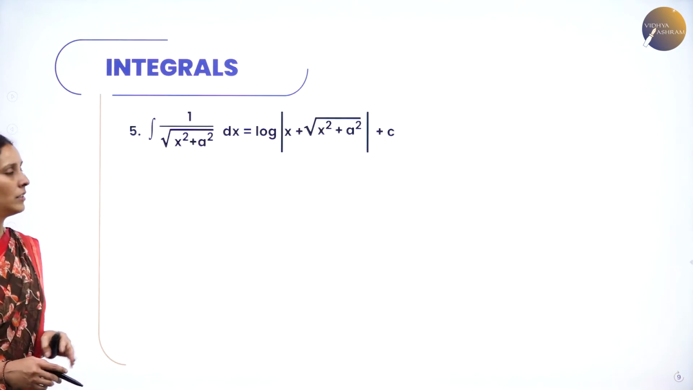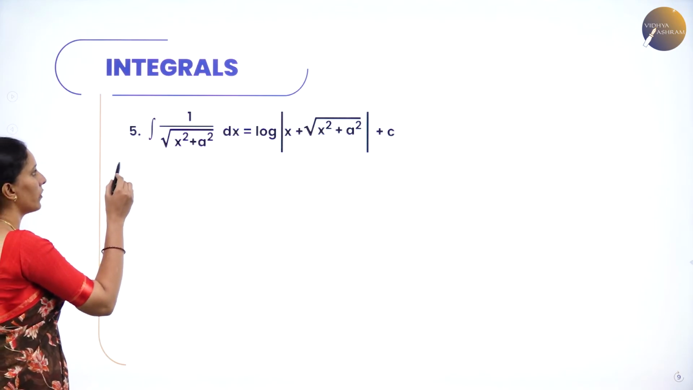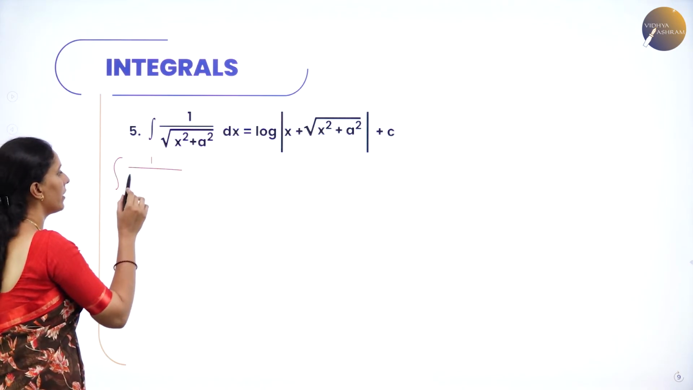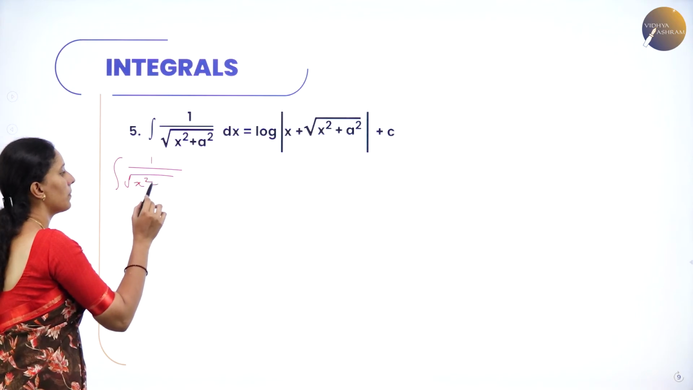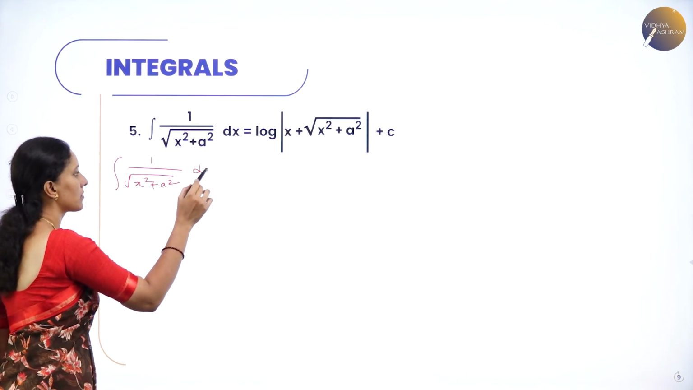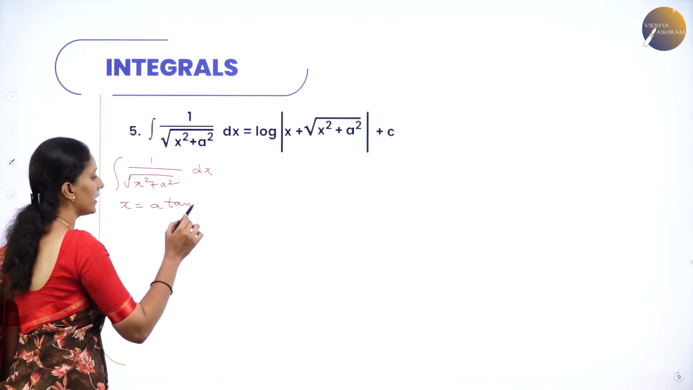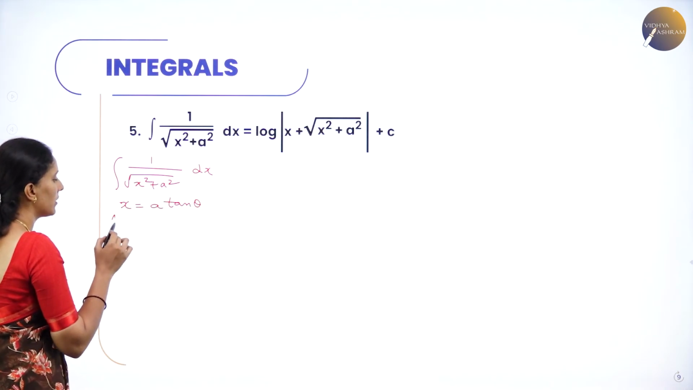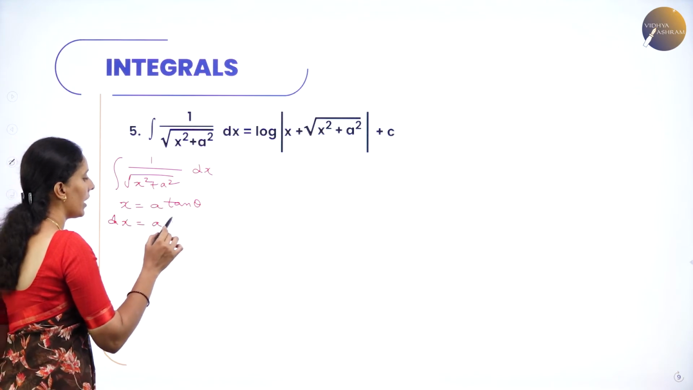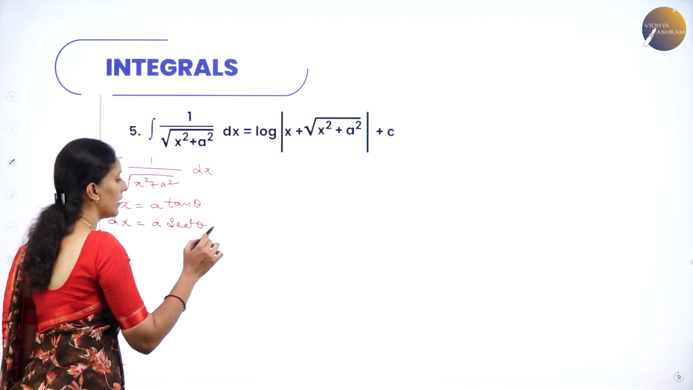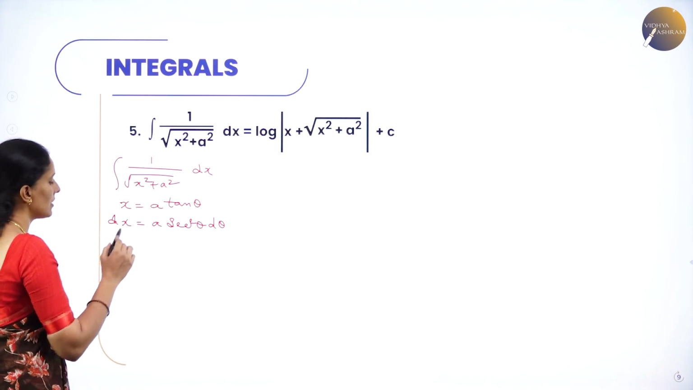Next. Now here again the same proof we are going to take. So we will take 1 divided by root of x square plus a square into dx. Now here we will take x is equal to a tan theta. So this implies dx is equal to a secant square theta d theta. So now here just replace it.